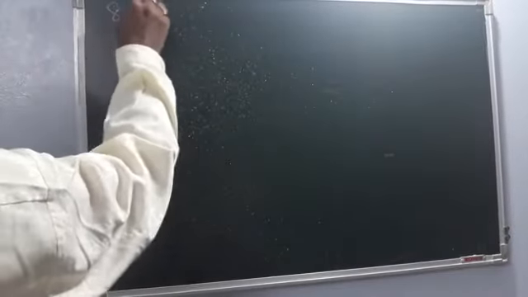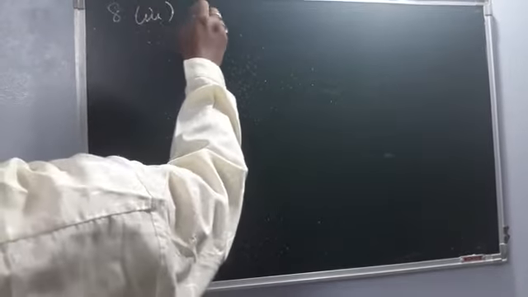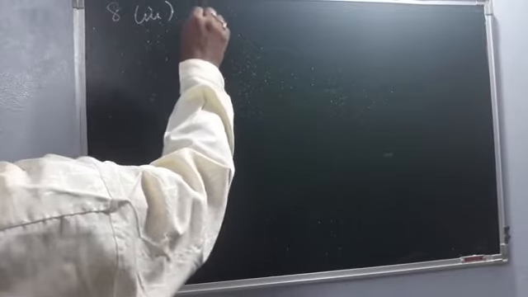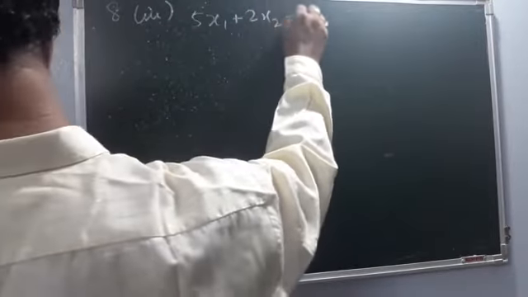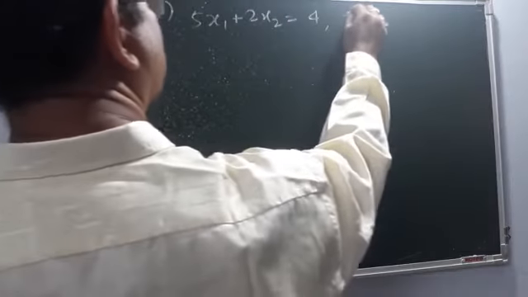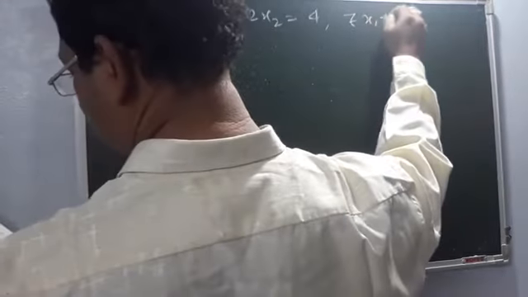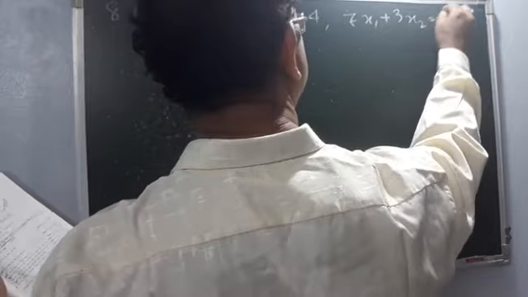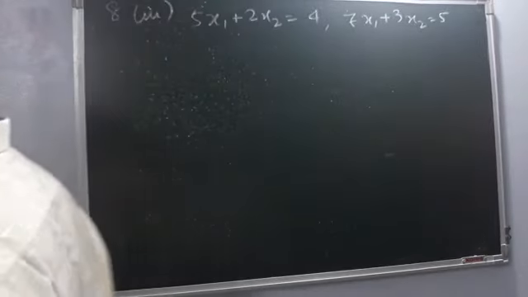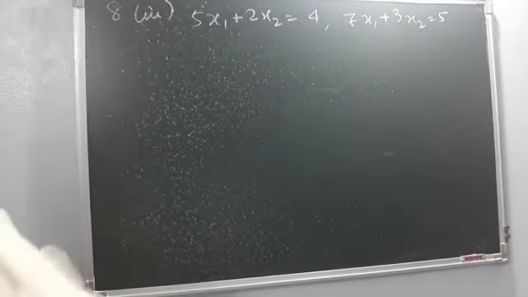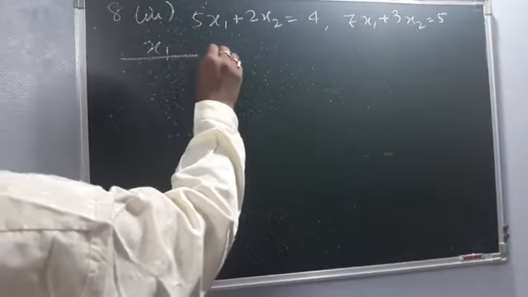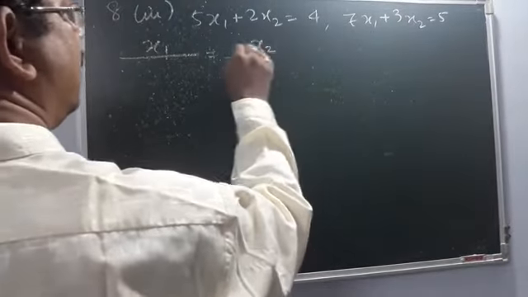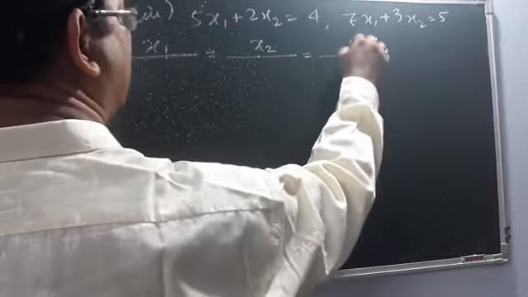Now we will do 8.3. They have given 5x1 plus 2x2 is equal to 4, 7x1 plus 3x2 is equal to 5. Now, how to calculate? Already we have done this one. Instead of x and y, they have given x1 and x2. So we will write like that.